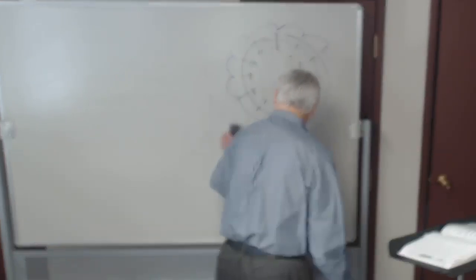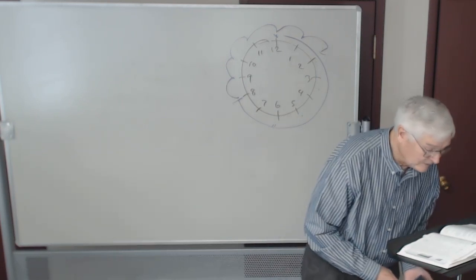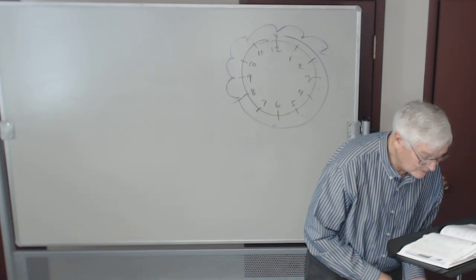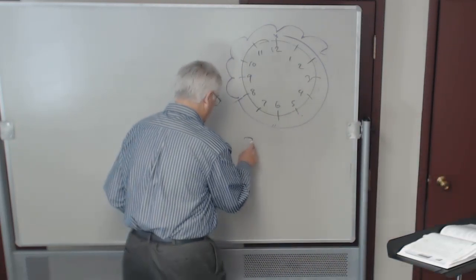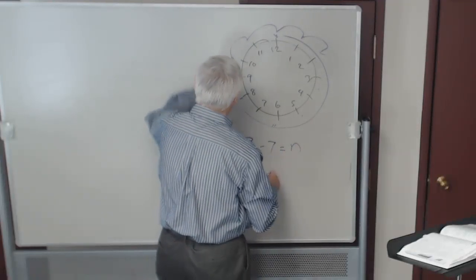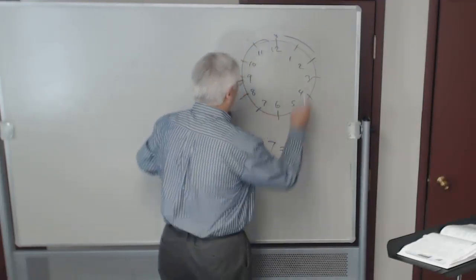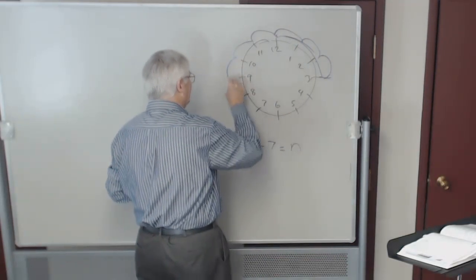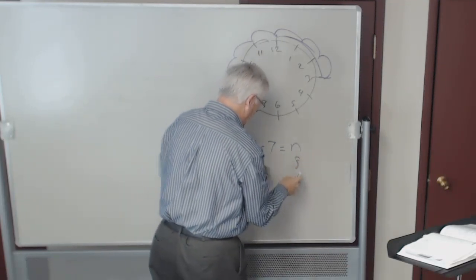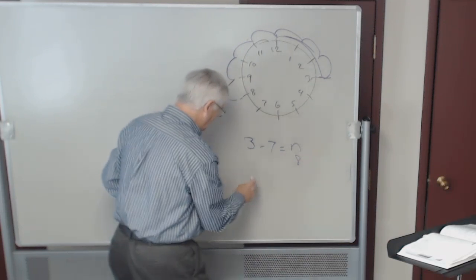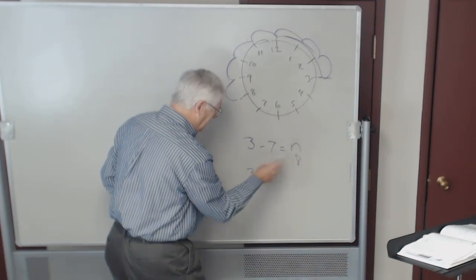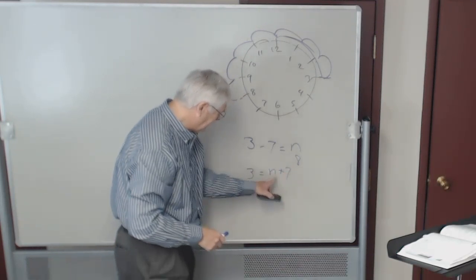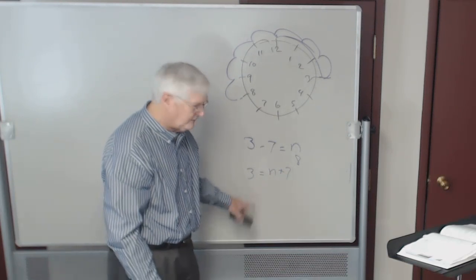Let's look at mine. 22. 3 minus 7 is n. Okay, so I go to 3. Then I go back 1, 2, 3, 4, 5, 6, 7. And the answer is 8. But 3 minus 7 is n, so 3 equals n plus 7. So what do you add to 7 to get an answer of 3?